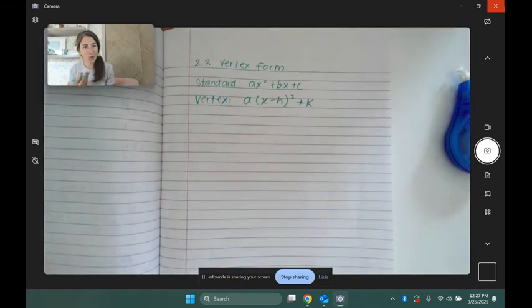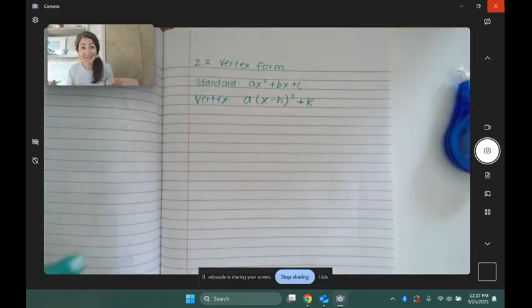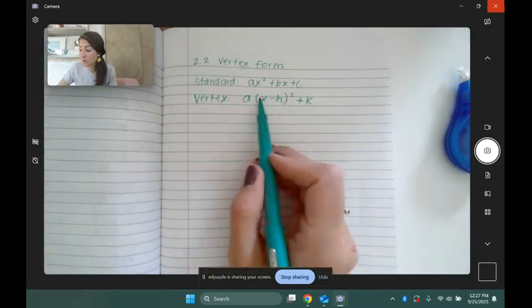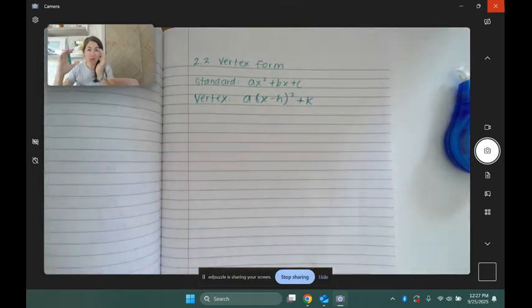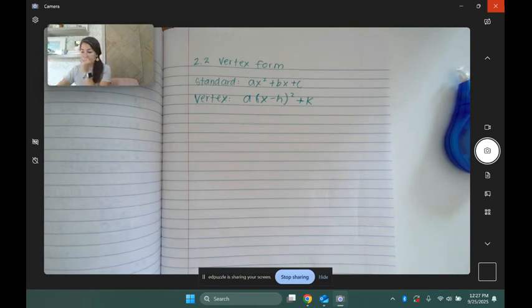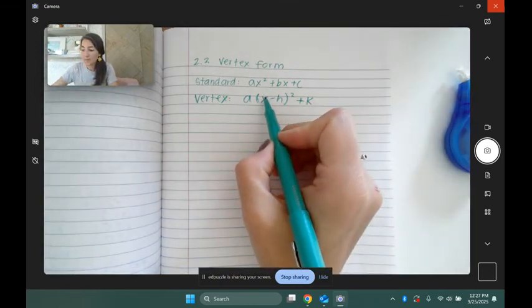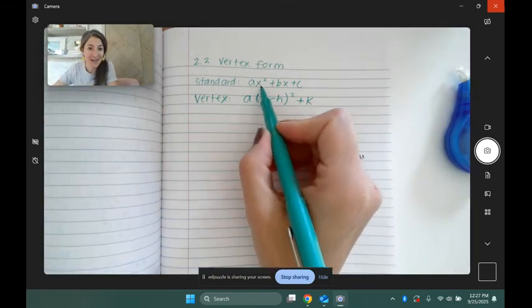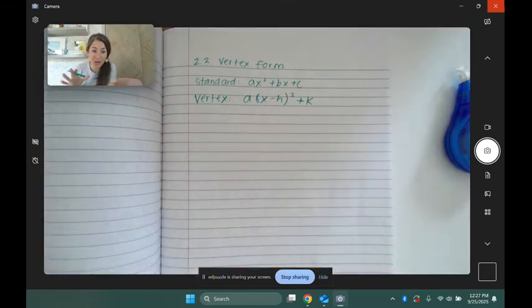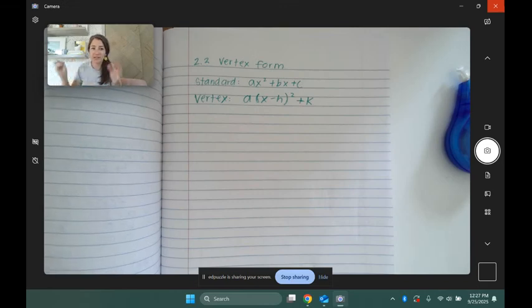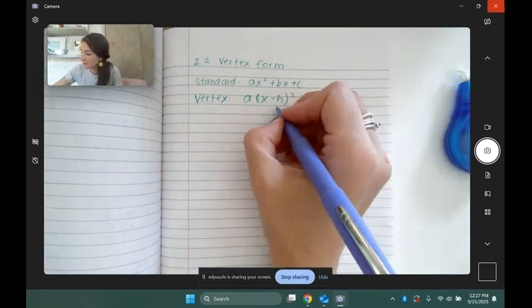Is it still quadratic? Yes, because if I were to square this quantity, so (x minus h) times (x minus h), then this would be x times x, which is x squared. So it is still quadratic. I love the vertex form. I think it is kind of the cleanest formula, and it just tells you so much.